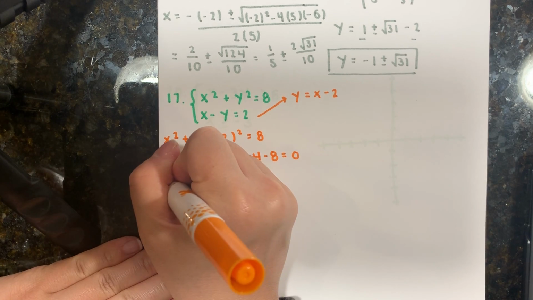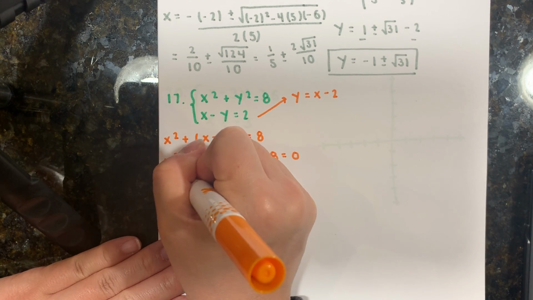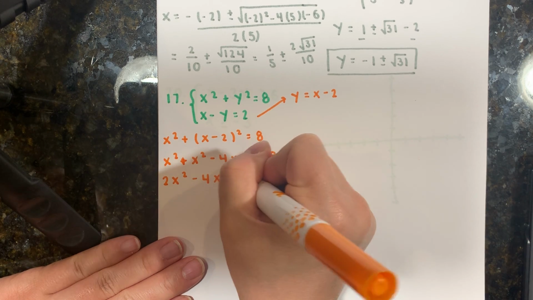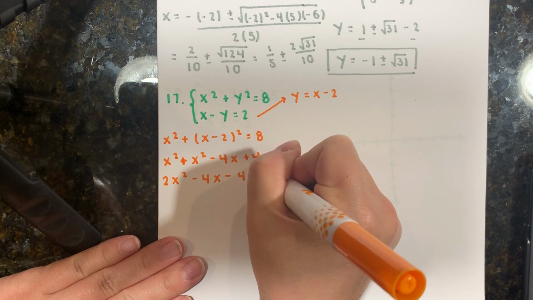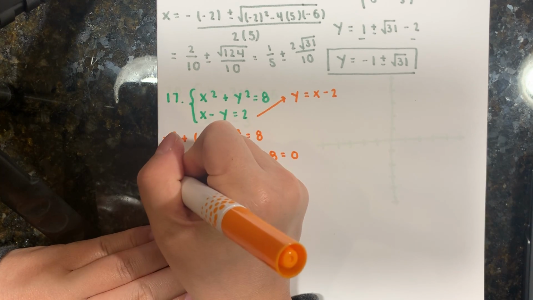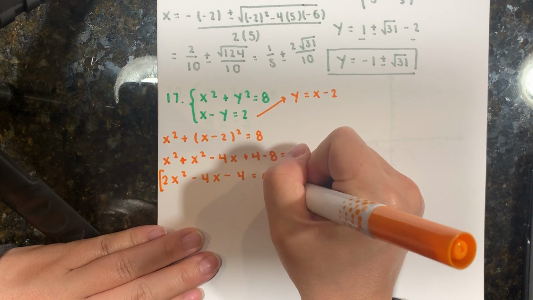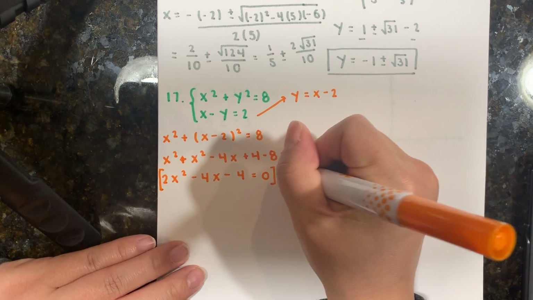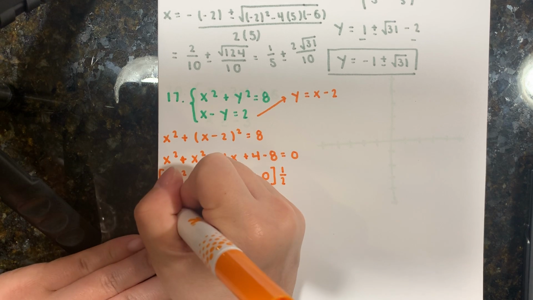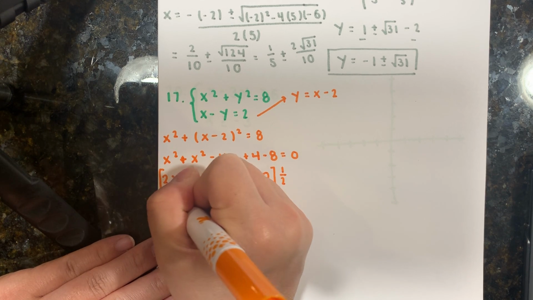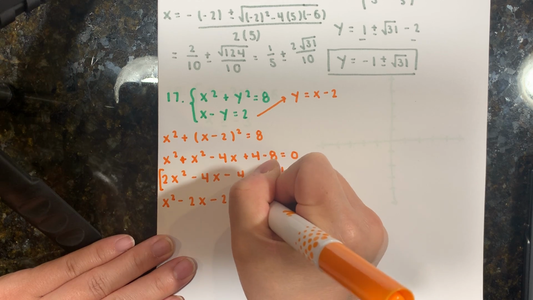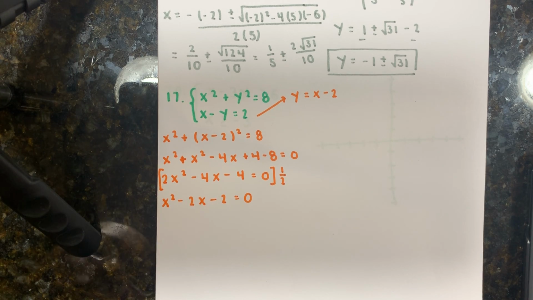Now simplify, this is going to become 2x squared minus 4x, and then minus 4 equals 0. Well, what I want to do is I actually want to simplify this equation. So you should notice that all of those parts are divisible by 2. So I'm going to divide everything by 2. And that would give me x squared minus 2x minus 2 equals 0.